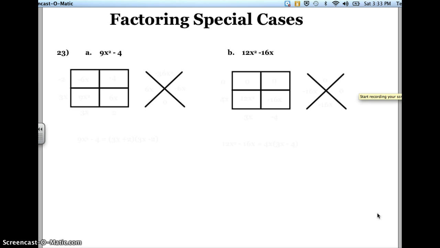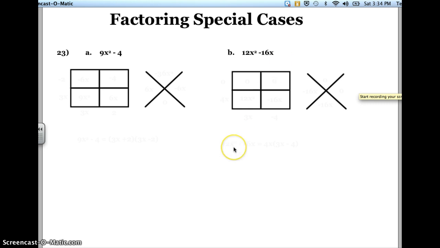23B. Now the reason 23A and 23B are special cases is because the quadratic, even though it's written in standard form, doesn't look like the normal standard form that we're used to seeing. Normally we see an x squared term, an x term, and a unit term. And in 23a, I have an x squared term and a unit term, but I'm missing my x term. In 23b, I have an x squared term and an x term, but I'm missing my units term, so I'm missing one of the pieces in both of these problems.